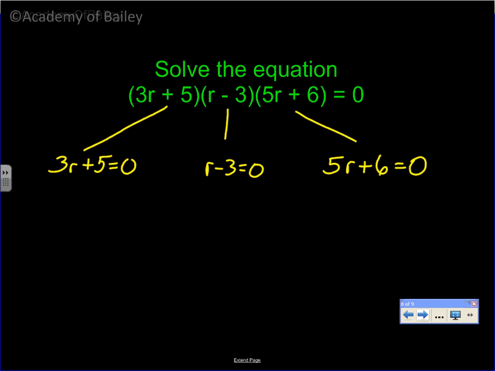And now let's solve these. The one on the far left, 3r plus 5. Well, we're going to subtract 5 from both sides. So we have 3r is equal to negative 5. And then we divide each side by 3. So we are left with r is equal to negative 5/3.